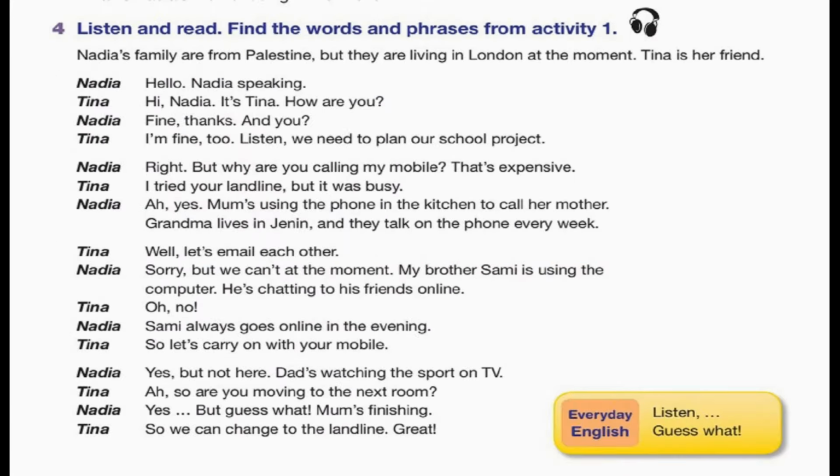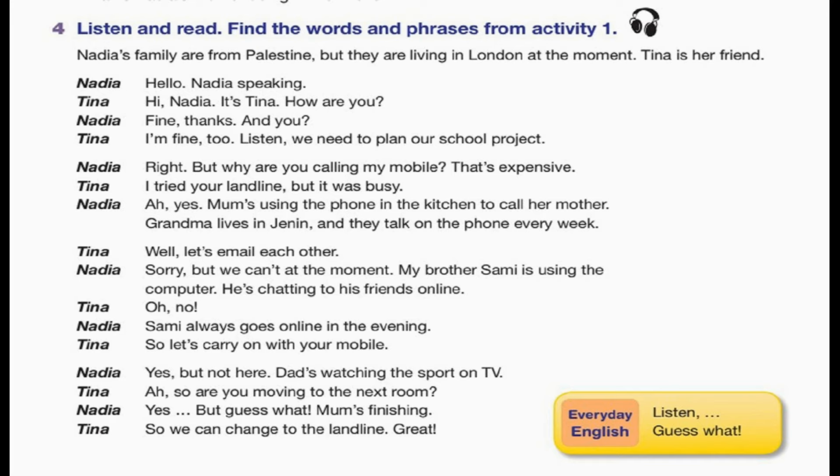Period 1. Activity 3 and Activity 4. Nadia's family are from Palestine, but they are living in London at the moment. Tina is her friend. Hello, Nadia speaking. Hi Nadia, it's Tina. How are you? Fine, thanks. And you? I'm fine too. Listen, we need to plan our school project. Right. But why are you calling my mobile? That's expensive. I tried your landline, but it was busy. Yes. Mum's using the phone in the kitchen to call her mother. Grandma lives in Jenin, and they talk on the phone every week.